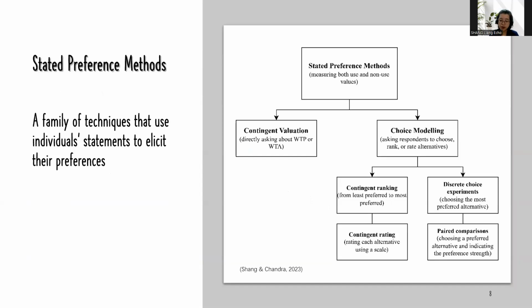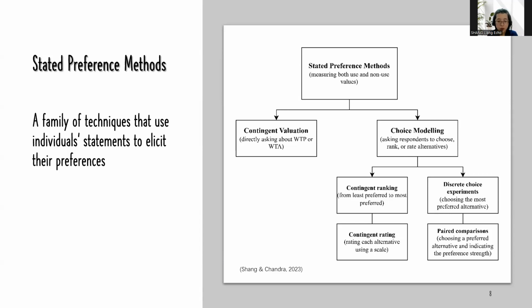So actually, stated preference methods refer to a family of techniques. It contains a lot of different sub-methods that all belong to this term, this big family of stated preference methods. Under this method, we have contingent valuation, in which we directly ask our respondents how much they are willing to pay for a certain product, whether it's $10, $20.